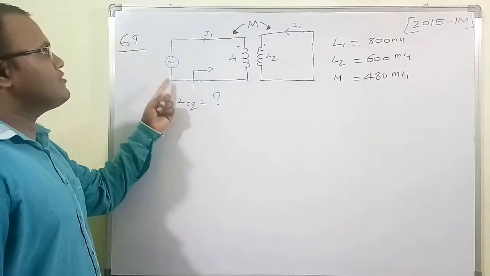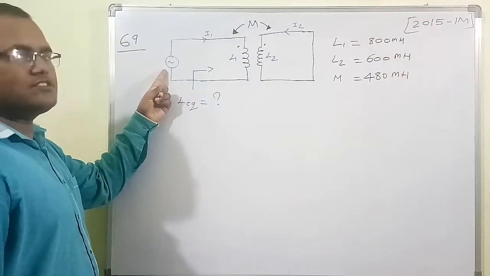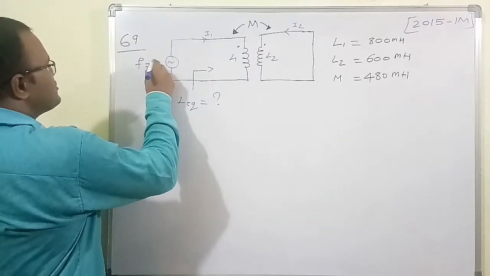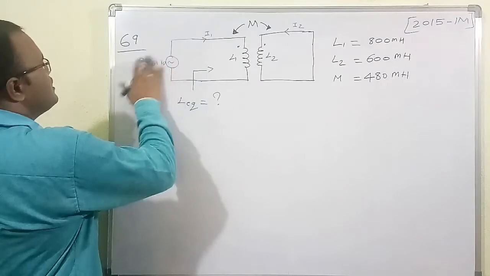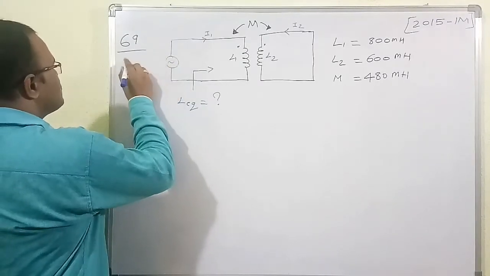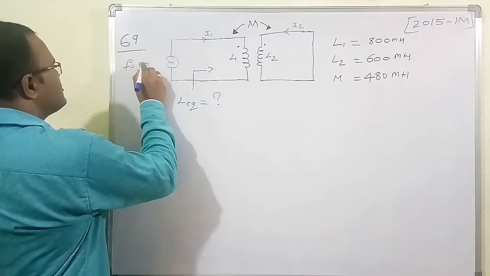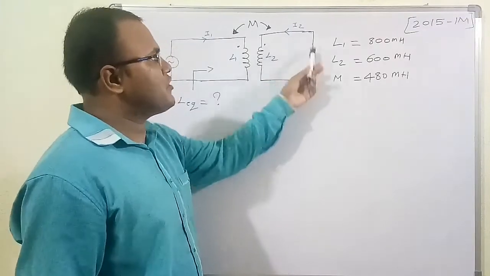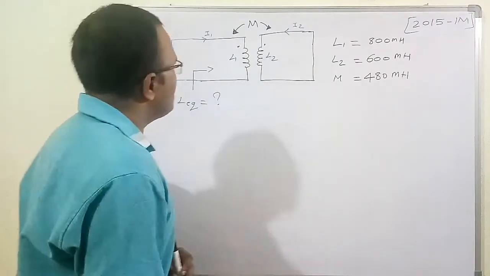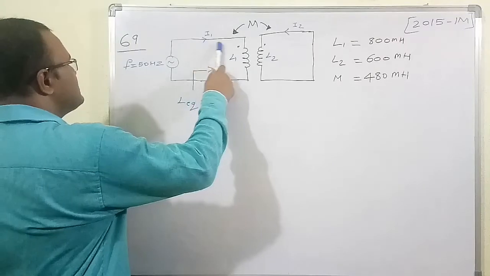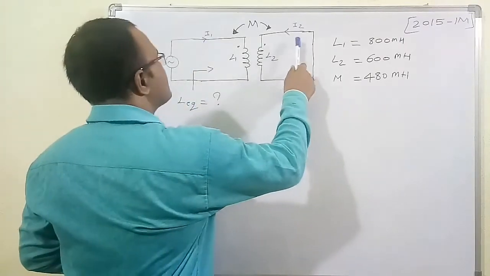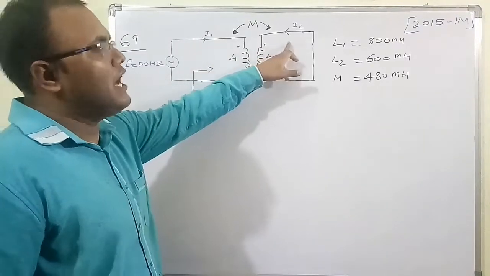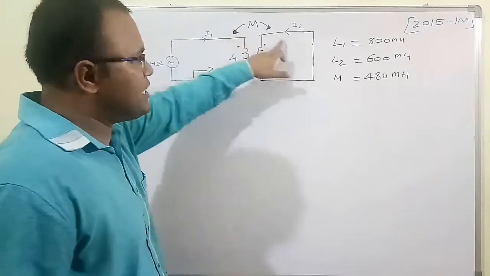For the primary, they have given a supply voltage source which has a frequency of 50 Hz. The secondary of this transformer is short circuited. Let me assume the current in the primary coil is I1 and the current in the secondary coil is I2. These are the assumed directions, I1 and I2.